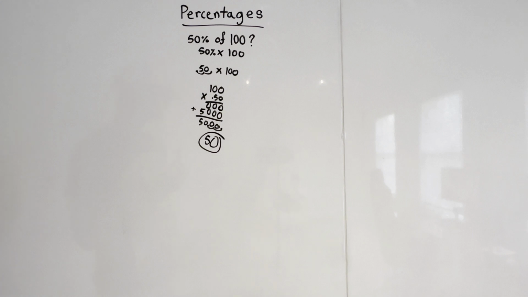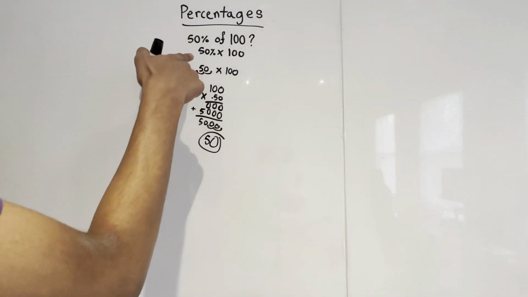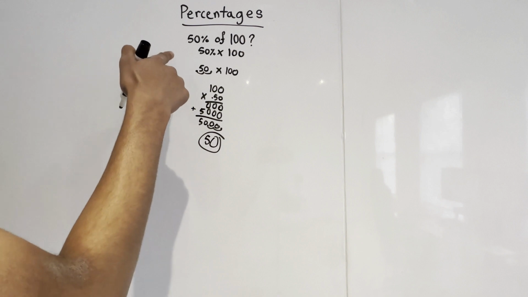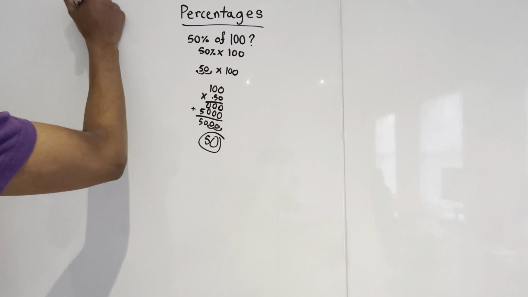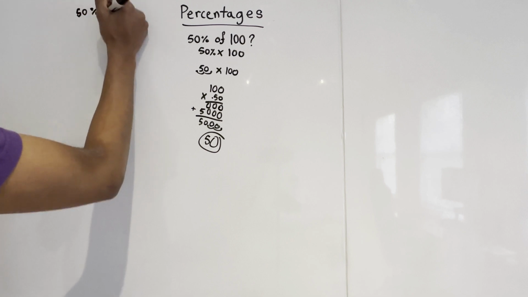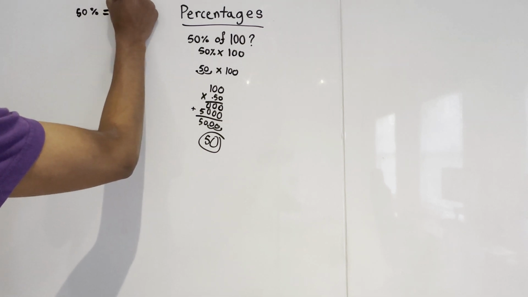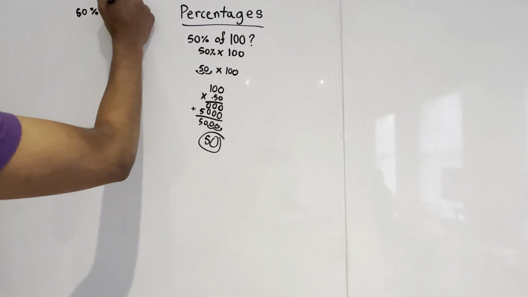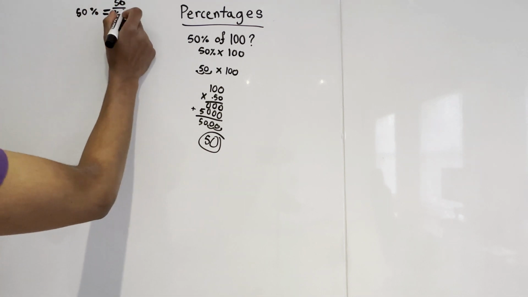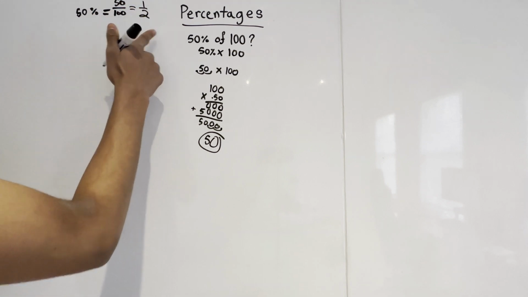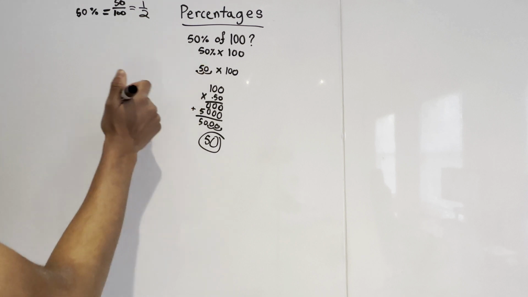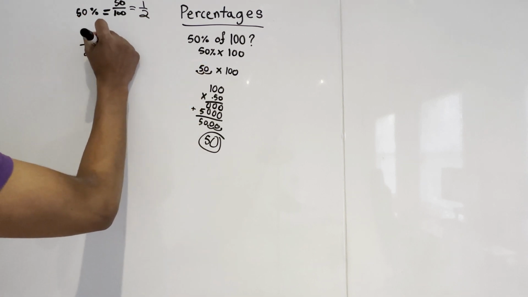Hey, this is too hard. Do you have a simpler way to do this? Actually, there is a simpler way to do this. Instead of converting the 50% into a decimal, we could actually convert it into a fraction. So 50% is actually equal to 50 over 100, because a percent is something over 100. And we could actually simplify this into 1/2. So this is basically asking 1/2 times 100. So I'll just write this here, 1/2 times 100.